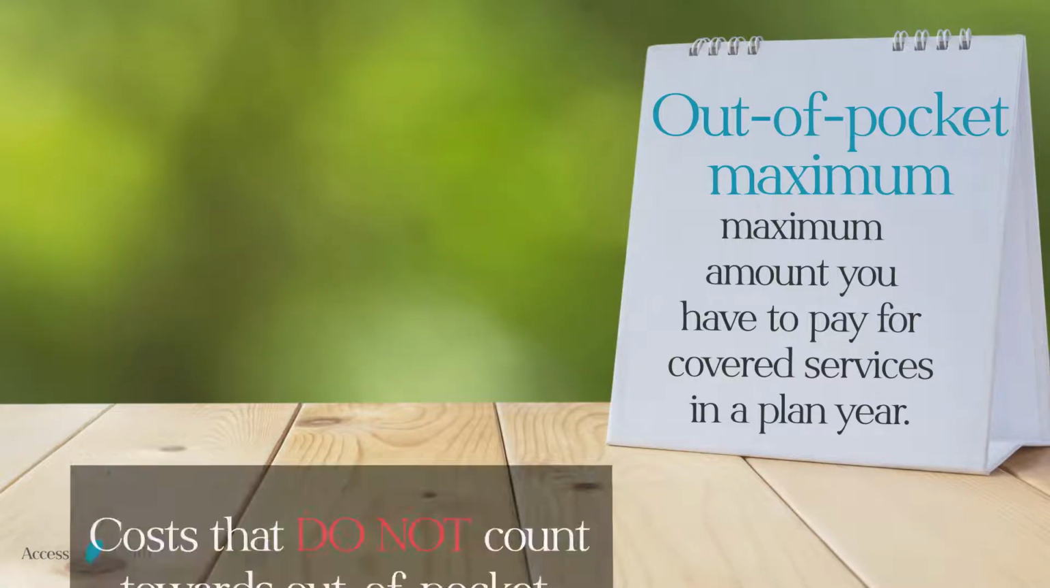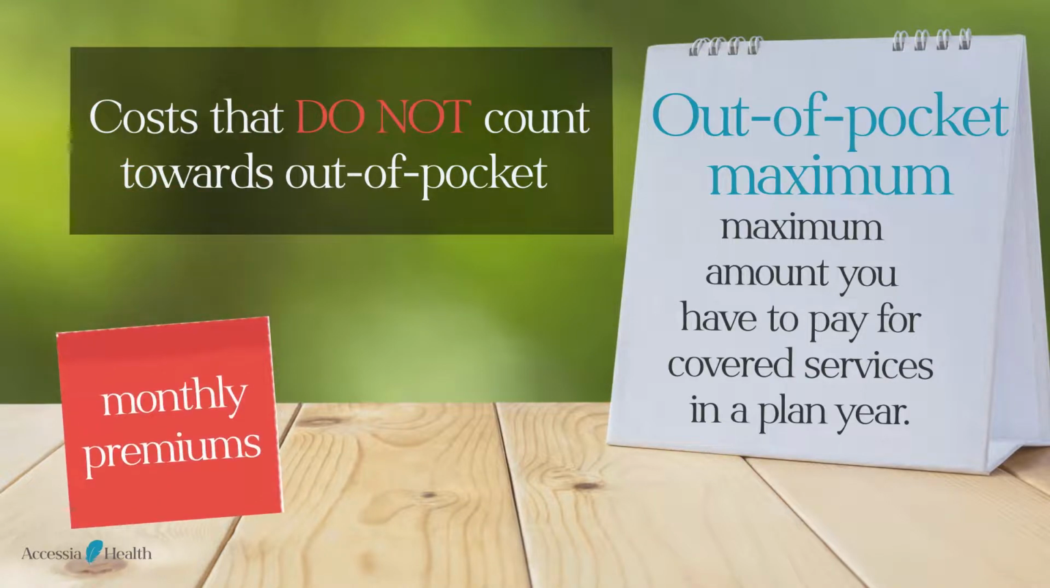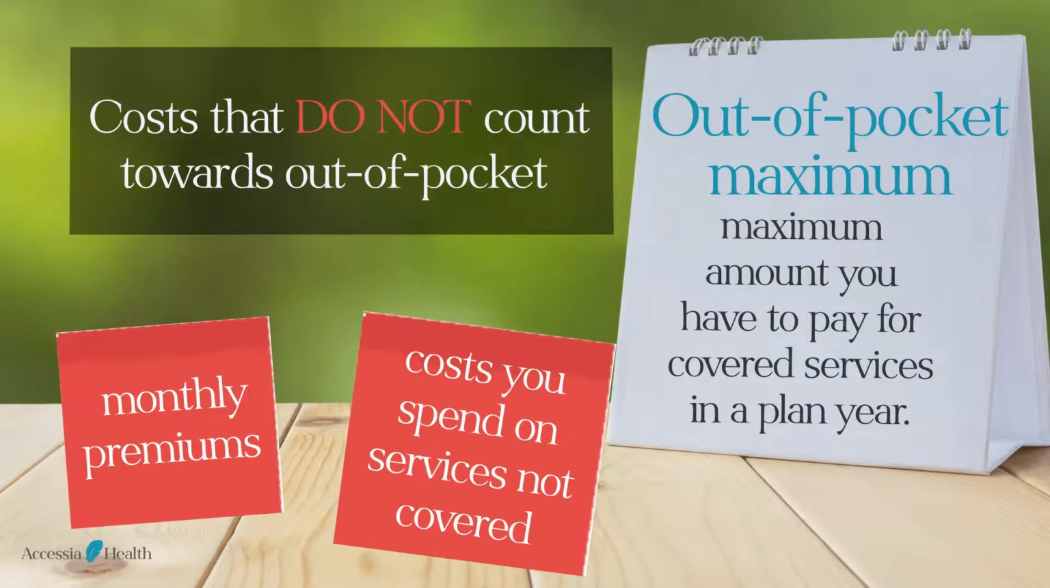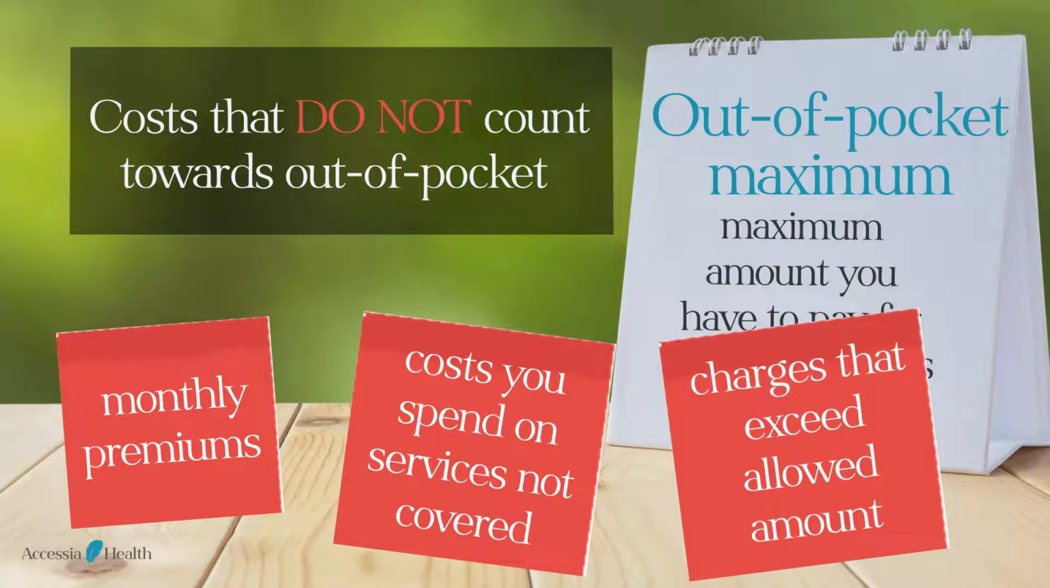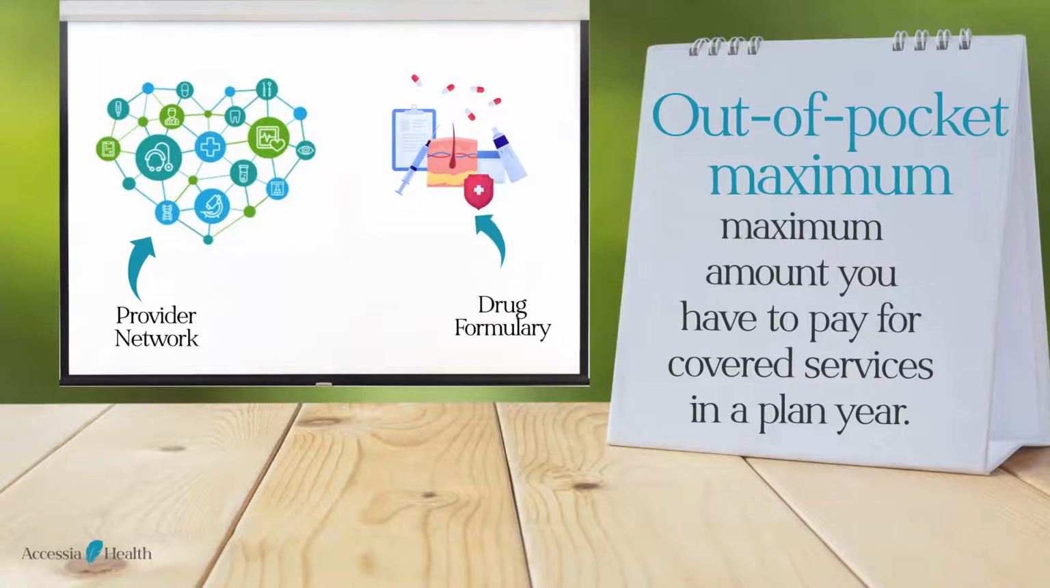However, there are some costs that don't count towards the out of pocket maximum. They include the monthly premiums you pay, the amount you spend on services your plan doesn't cover, and costs that a provider may charge that exceeds the allowed amount, also known as balance billing. One way to avoid some of those uncovered costs is to search the plan's network and formulary to ensure your providers and medications are covered. Therefore, we'll look at these terms next.